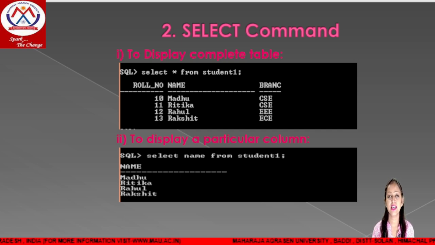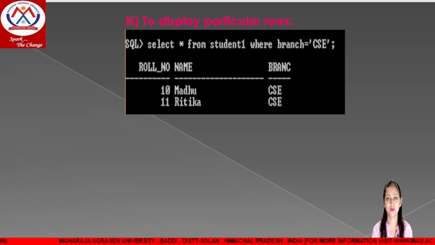One is roll number and the second one is branch. So after running this command, what would be displayed? The roll number and the branch of the students. So this was the second method if we want to display particular columns. So moving forward, that is if we want to display particular rows.